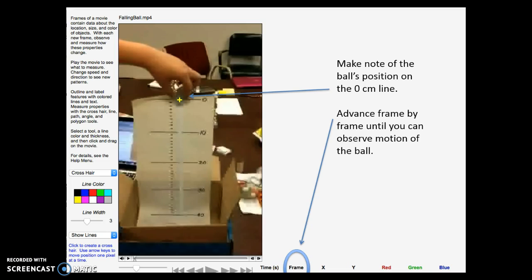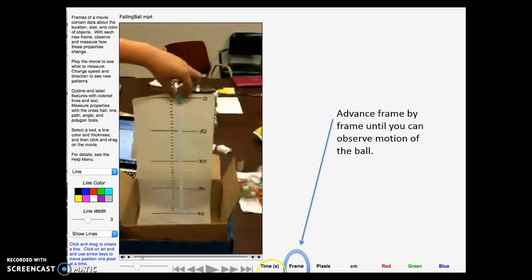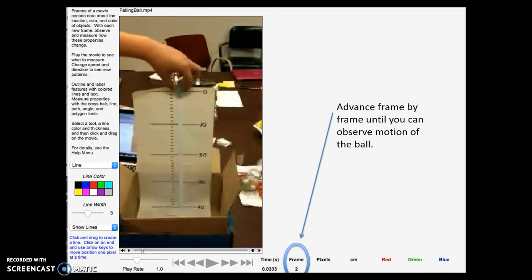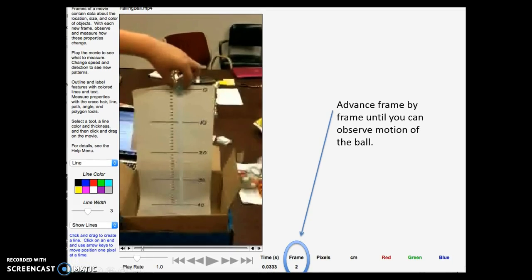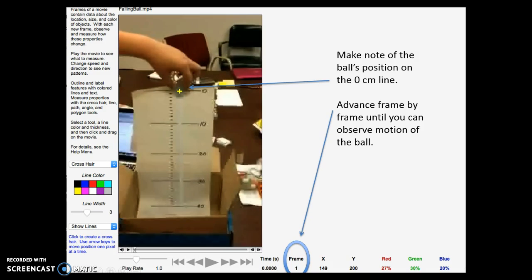All right, so here's frame one. If I can get this to come down a little bit. Okay, so frame one, the ball's at zero up top. You can see it's up at zero. And we're going to look and see when it drops. So X marks the spot. There's the ball. Look at frame one down here.